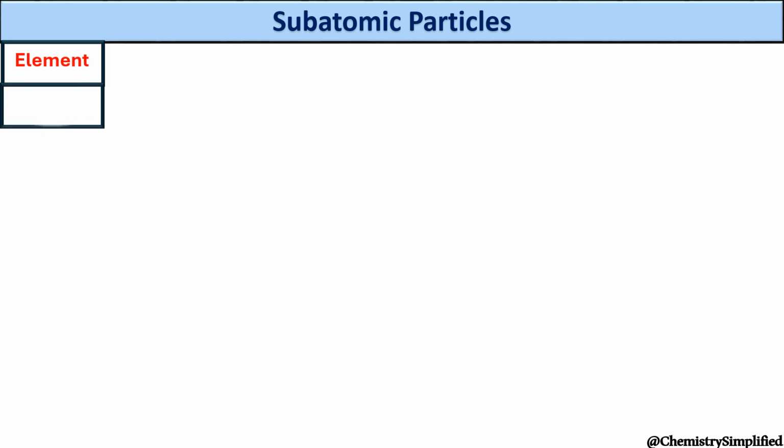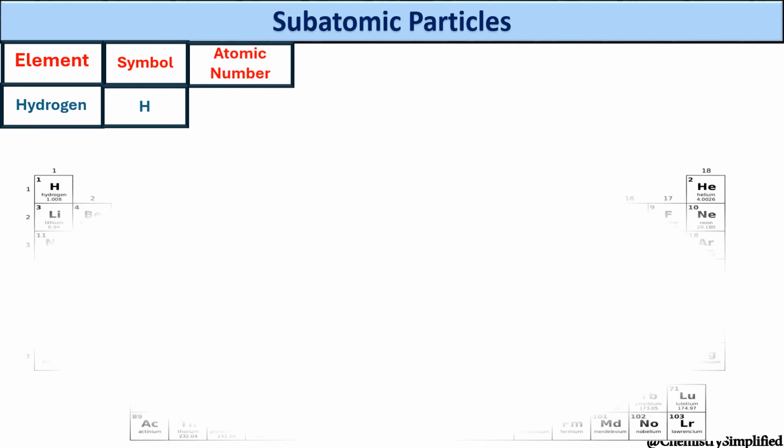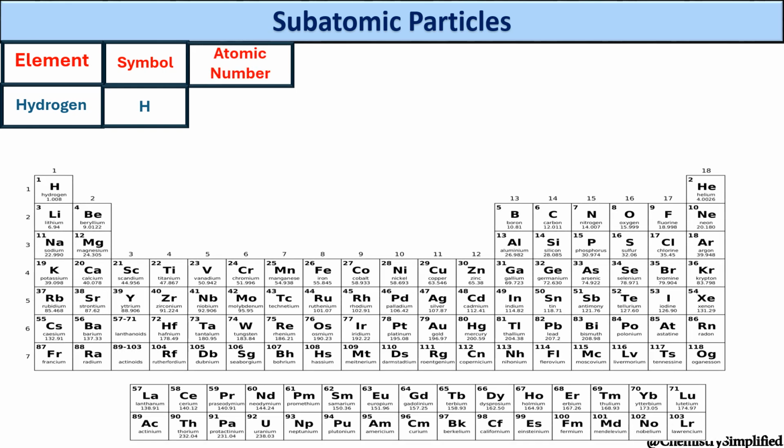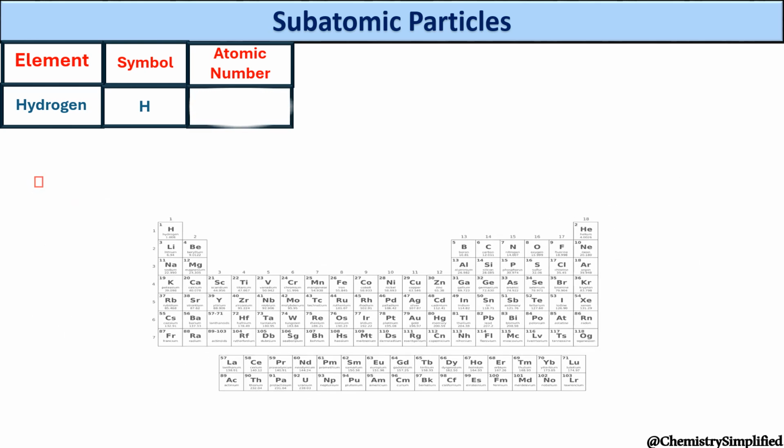Let's say we're given an element. In this case, if we're given hydrogen, the chemical symbol for hydrogen is H. To look for the atomic number, we'll bring up the periodic table, and we can see from the table that the top number, the atomic number for hydrogen, is 1.